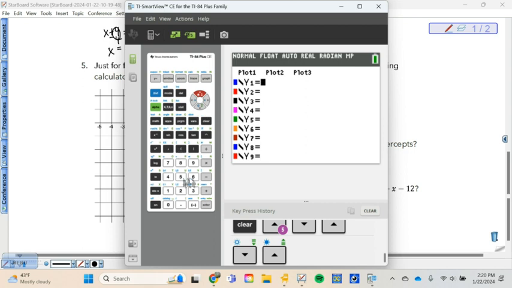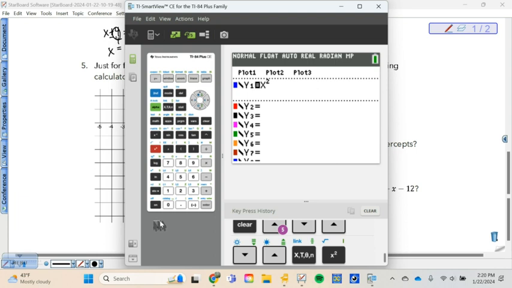Can I just go with 1? Okay. So under y1, we'll say y equals, and we have our equation right there. Y equals x squared plus x minus 12. So we plug that in. X squared plus x minus 12.